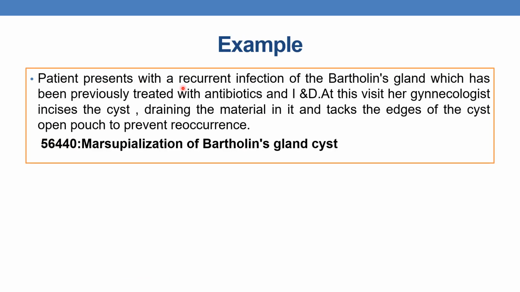Let us see an example. A patient presents with recurrent infection of Bartholin's gland, which has been previously treated with antibiotics and incision and drainage. At this visit, her gynecologist incises the cyst, draining the material in it, and tacks the edges of the cyst open, forming a pouch, to prevent recurrence. Here it is treated by tacking the edges of the cyst open to prevent the recurrence. So the appropriate CPT is 56440, marsupialization of Bartholin's cyst.